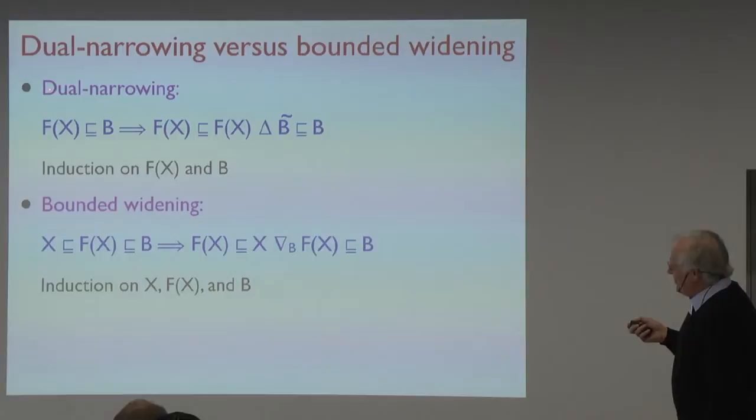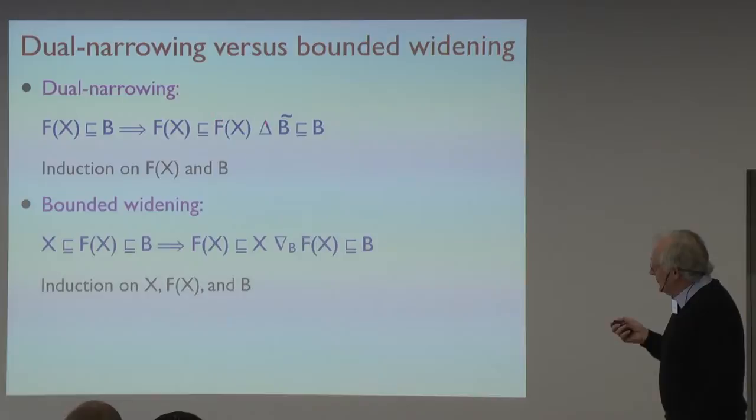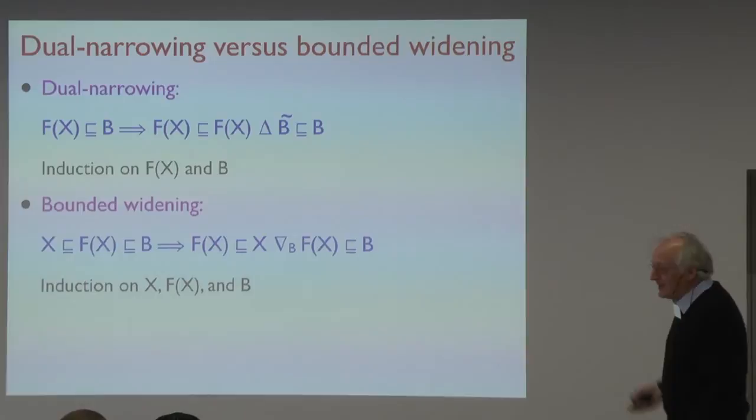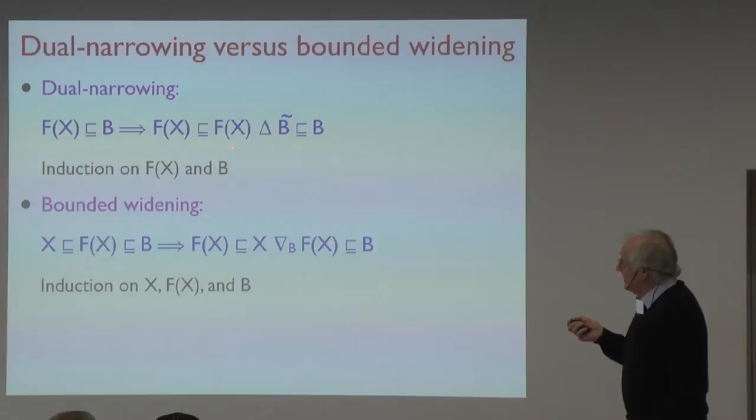When you have a dual narrowing, you have the thing you want to prove, you have the next iterate, and essentially you do a dual narrowing. So the next iterate with the objective, and you want it to be larger than the next iterate to accelerate the iteration, and more precise than the specification, not to overshoot the specification. So you do an induction on the next iterate and the specification.